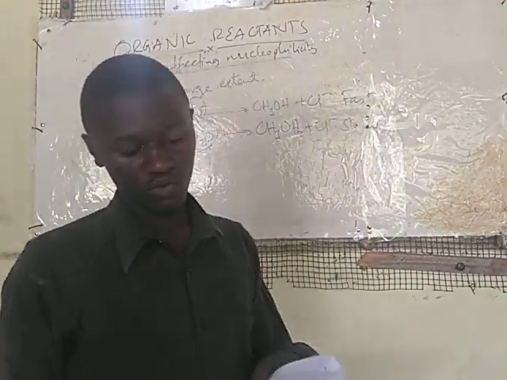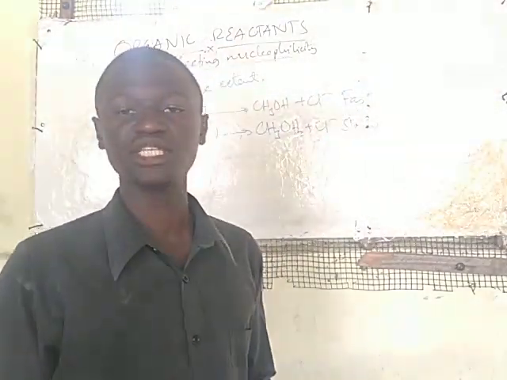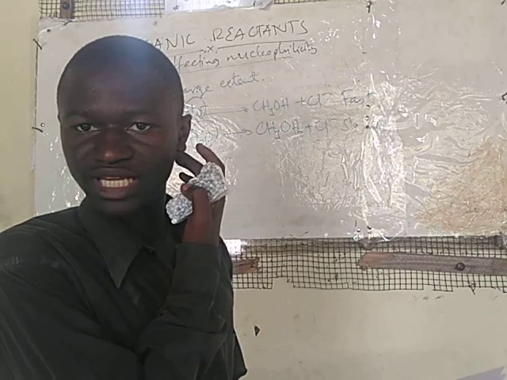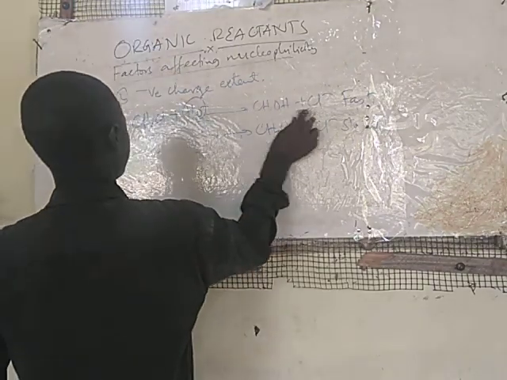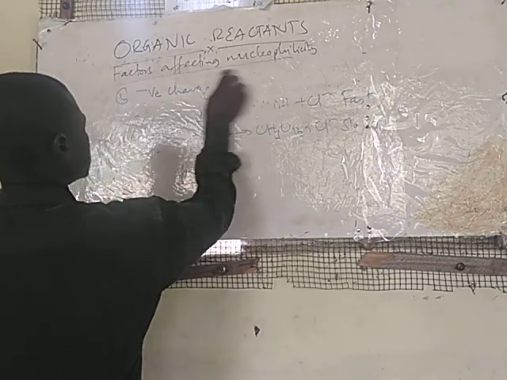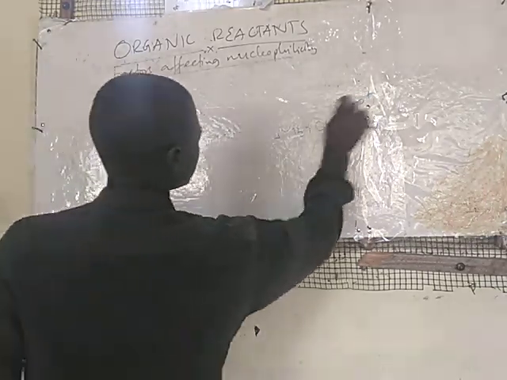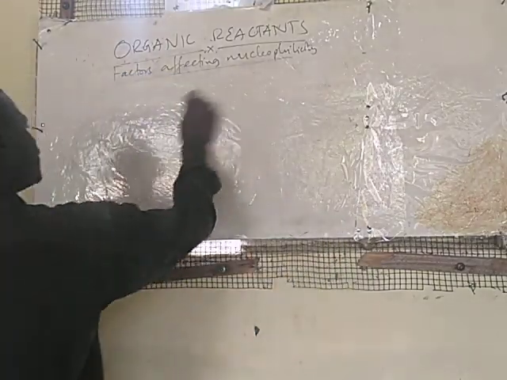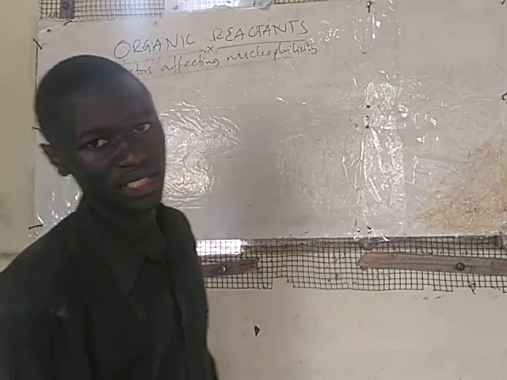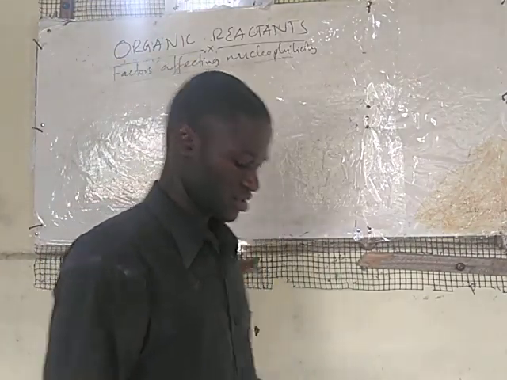So in the lab, when we are doing experiments, in order to make sure that the reaction is fast, we need to make the nucleophile more negative in case of negative charge, so that it can be easier for it to react with an electrophile. Now we are moving to the second factor, which is electronegativity.